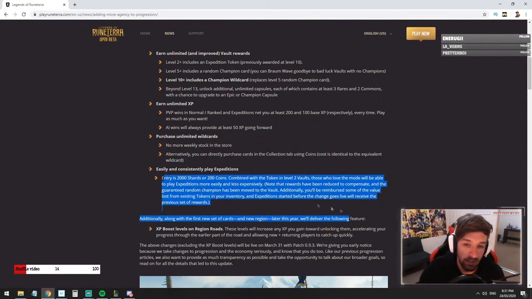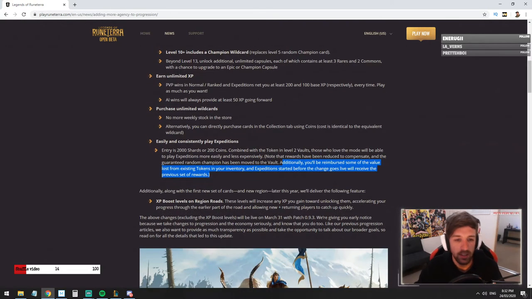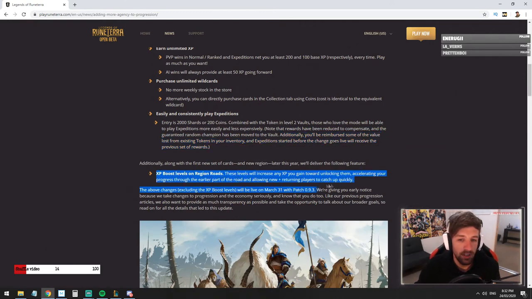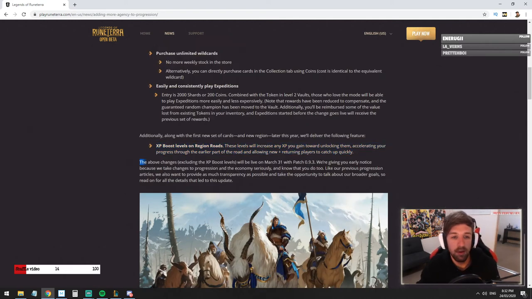They're reducing, I'm not going to read this, they're reducing the cost of entry, but they're kind of reducing the rewards, I guess. XP boosts and level region roads. So this is like the region road thing where you choose your region and you gain XP to that. That's going to increase. These levels will increase any XP you gain towards unlocking them, accelerating your progress through the earlier part of the road, allowing new plus returning players to catch up quickly. The above changes, excluding the XP boost levels, will be live on March 31st with patch 0.9.3.